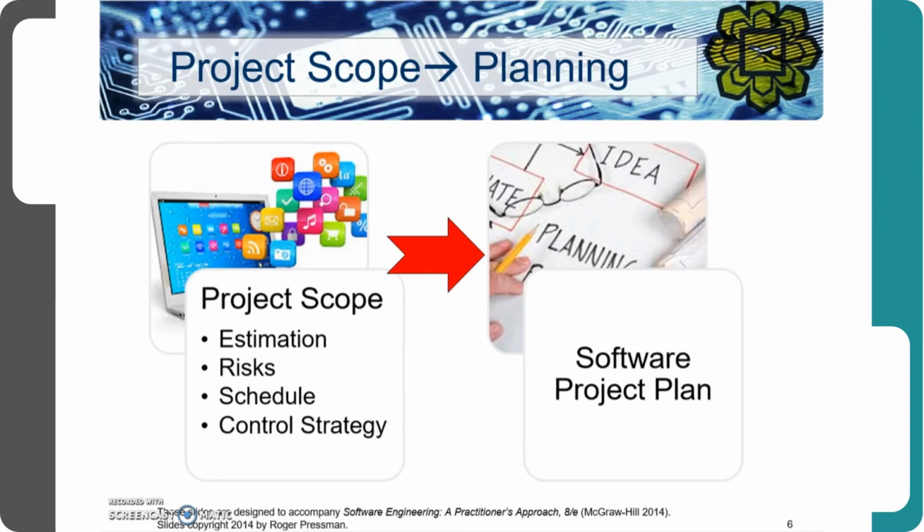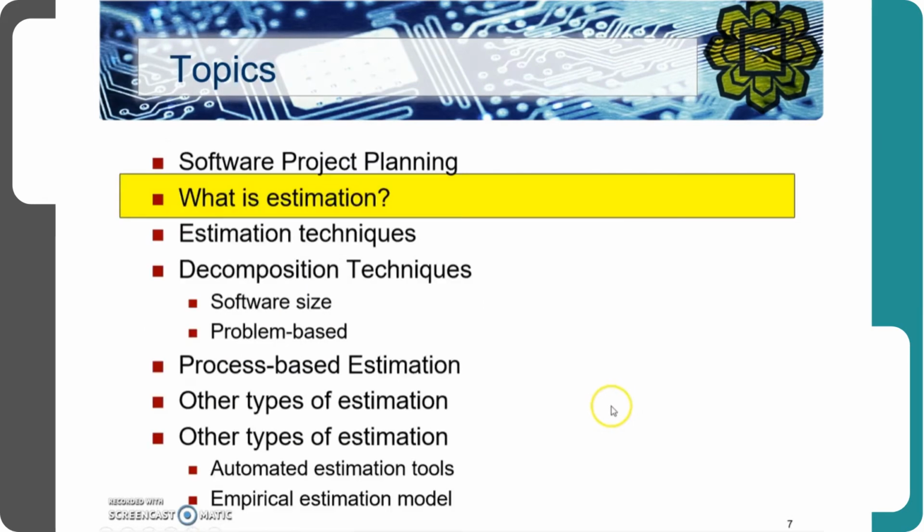So project scope can help us to further define the software project plan. That means in terms of estimation, the cost and the effort and the time, and the risk, maybe the project risk, technical risk or business risk, and the schedule in terms of the distribution of tasks in the development process, and also what is the control mechanism that can be used to track the progress. This will be input to our project plan.